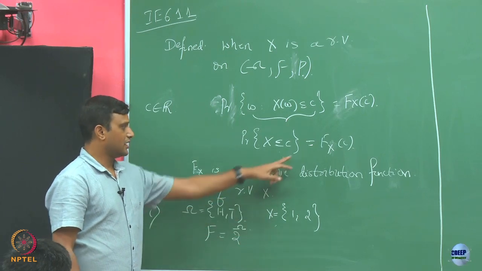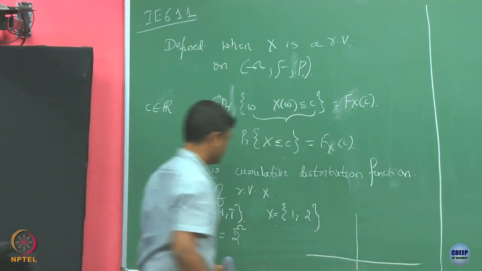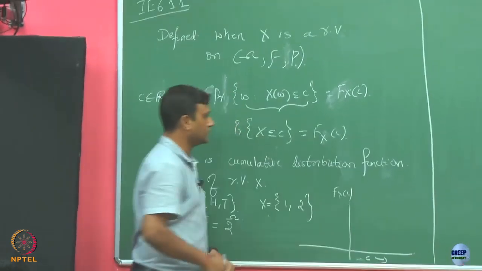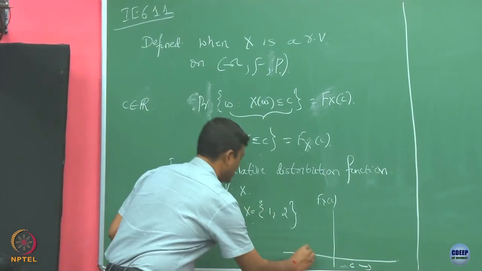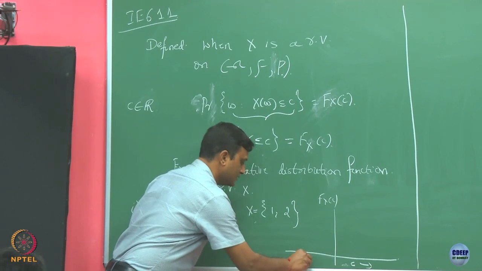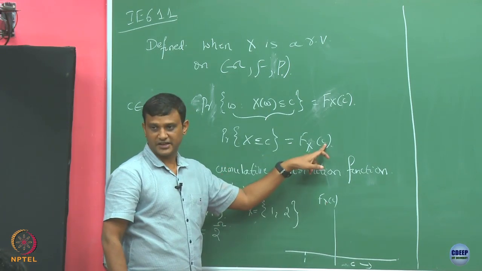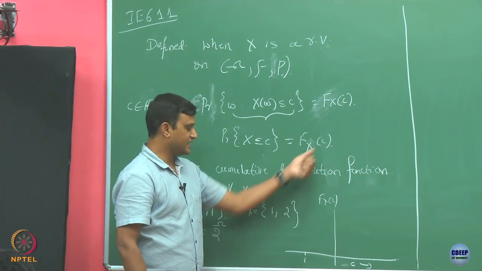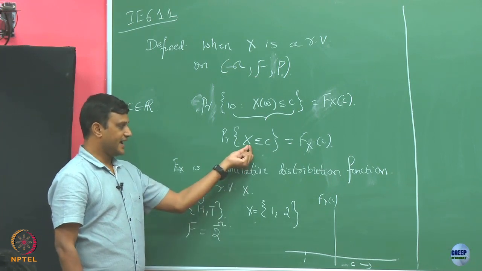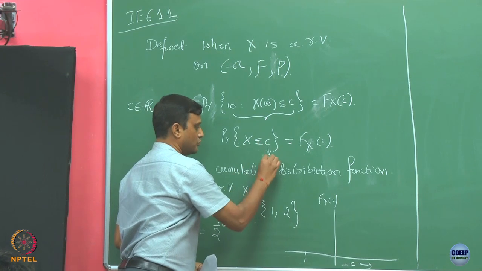So I have an X here. Now let's try to understand how this function F of X looks. So how do you expect it? Let's say this is my x axis, this is my C here. To plot this F of X function, you need to find this quantity for all possible values of C, right? Okay, so now let's take a case where my C is less than 1. If my C is strictly less than 1, what is the probability that X is less than or equal to C? Let's say for the time being, C equals 0.5.